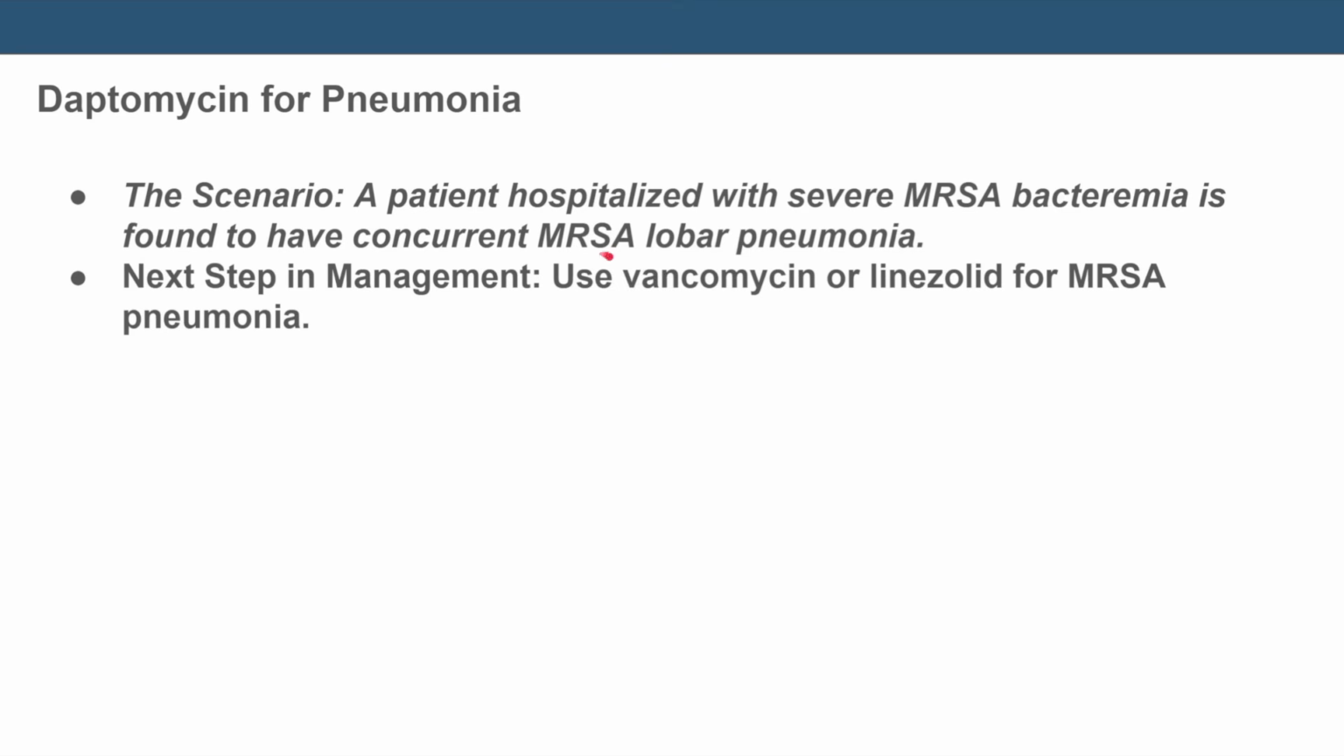So the scenario would be a patient who is hospitalized with severe MRSA bacteremia and is found to have concurrent lobar pneumonia. Okay, let's say we took sputum cultures and it grew MRSA, which is methicillin-resistant Staph aureus, and the chest X-ray confirmed a new lobar consolidation, and it asks what's the next step in management. You might select daptomycin because it's a heavy-hitting bactericidal drug with excellent activity against MRSA. It seems like the perfect choice, right? But you should never do this.